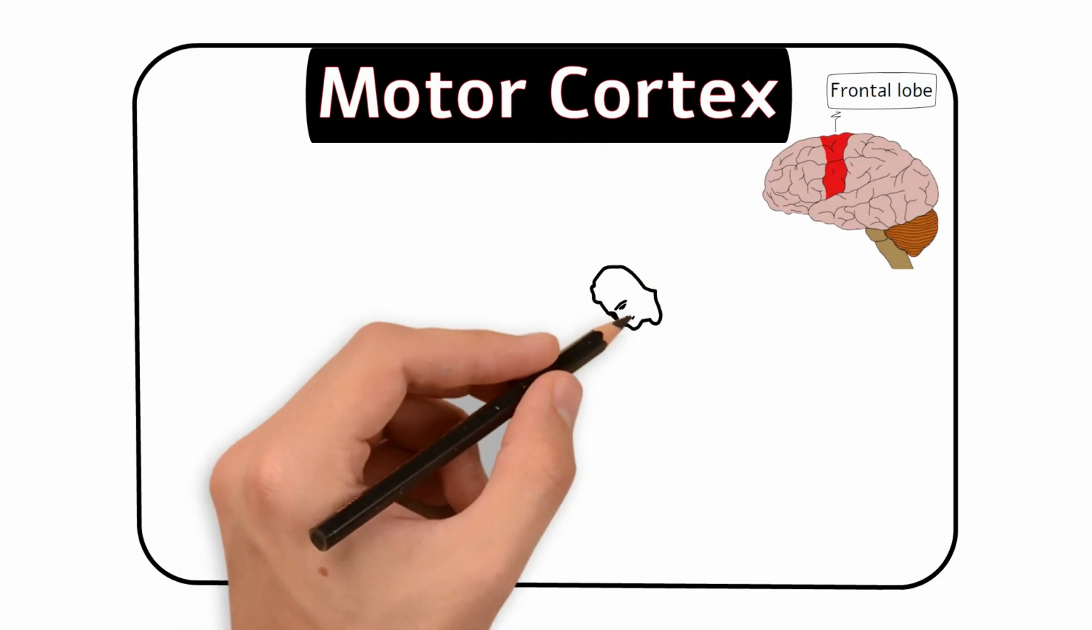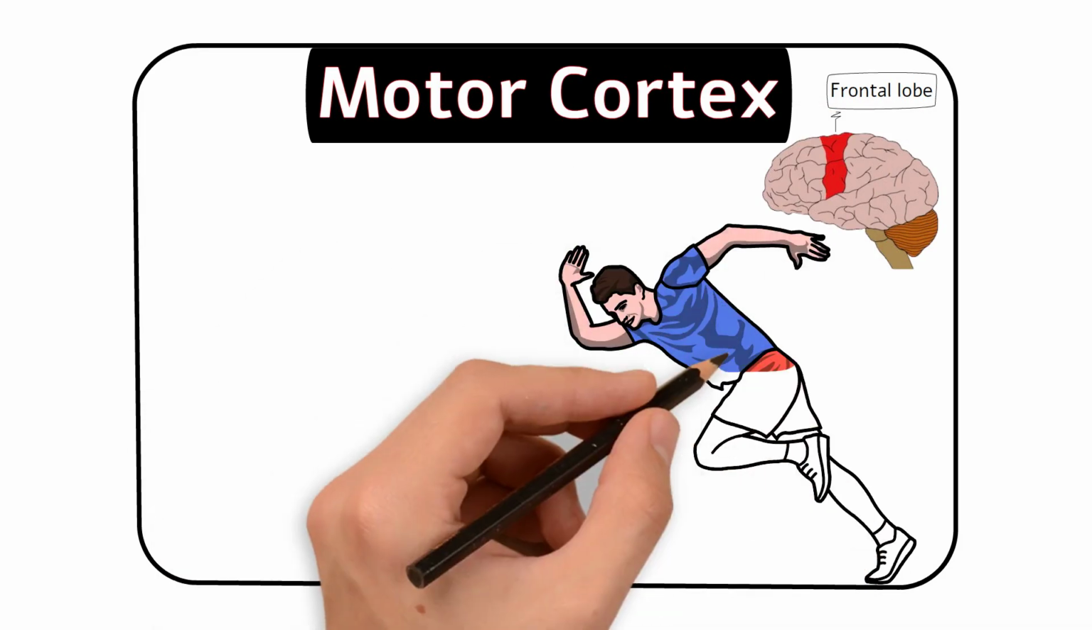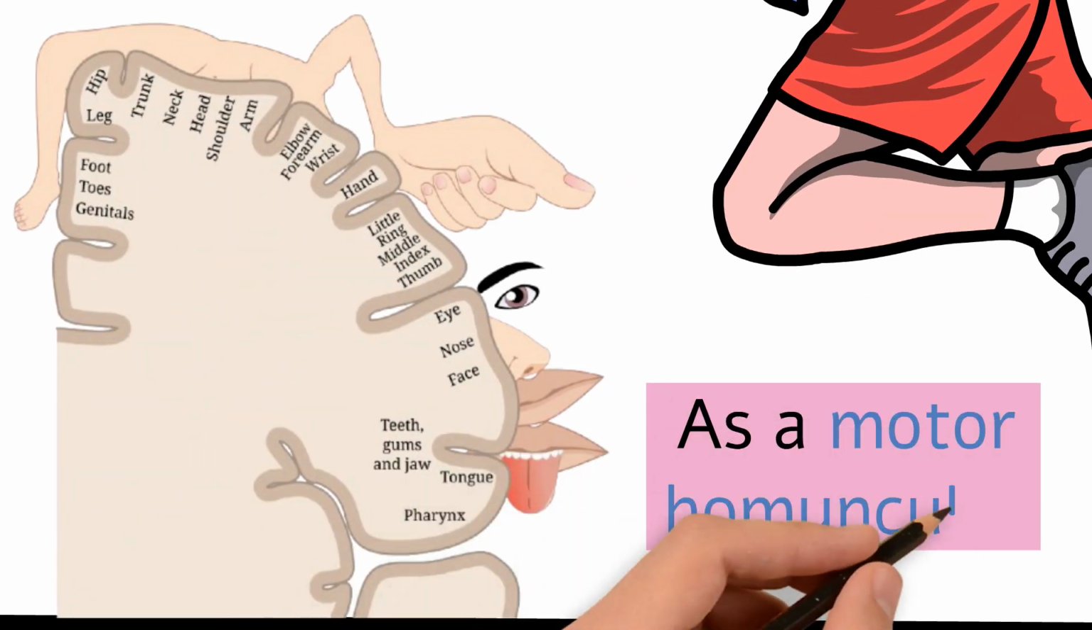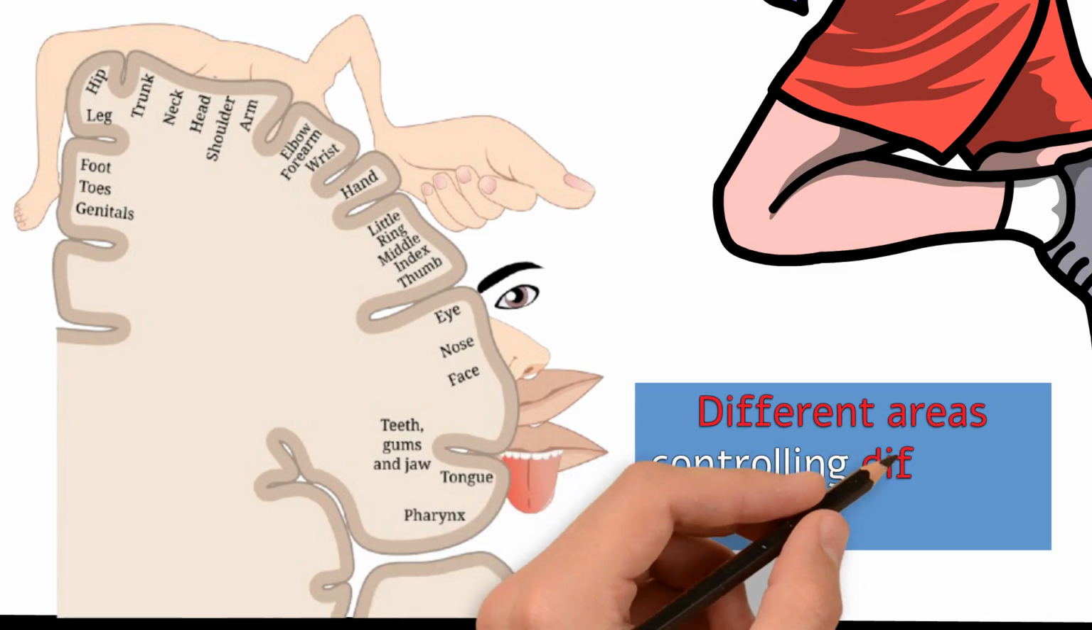Localization of function in the brain. Motor cortex, located in the frontal lobe. The primary motor cortex controls voluntary movement. It is organized somatotopically as a motor homunculus, with different areas controlling different body parts.